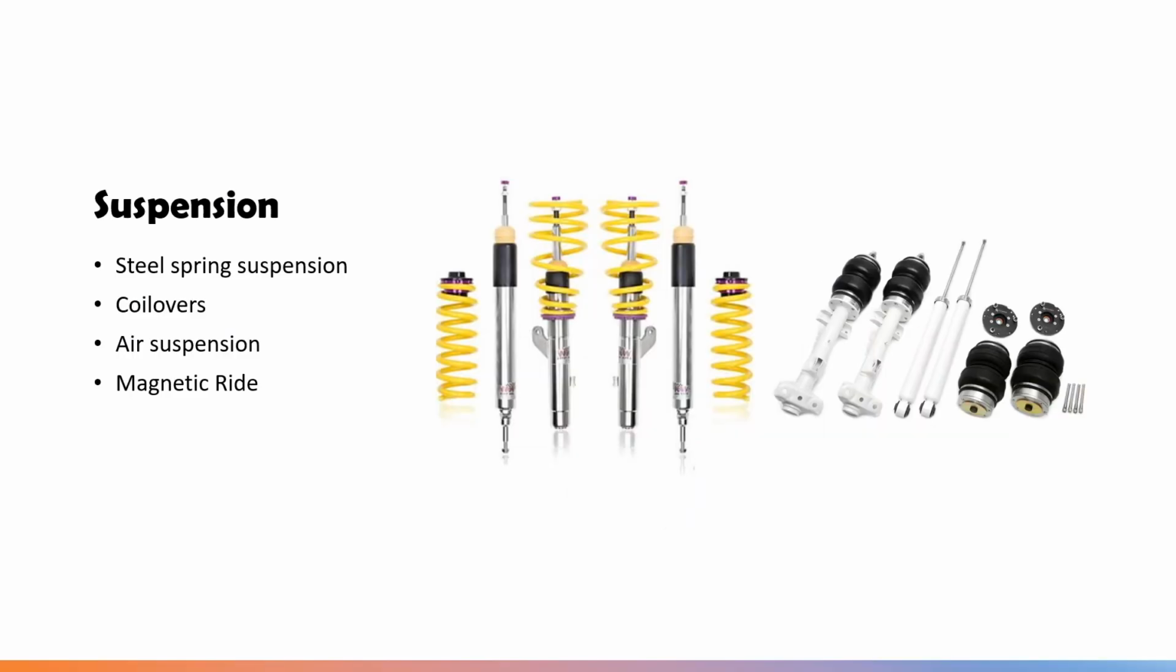The last theme for today is the topic suspension. This is the part which absorbs bumps in the road, making the ride more comfortable and safer. I divided this part into 4 types. We have steel springs, we have coilovers, which are adjustable steel springs in height. We have air suspension, like you see on the right, where the steel spring gets replaced with an air balloon. And we have magnetic ride. Magnetic ride means adjustable dampers with magnetic particles in the oil.